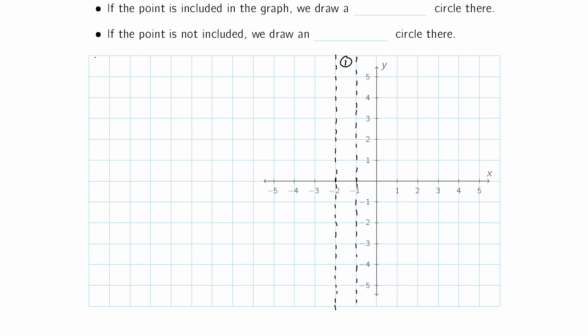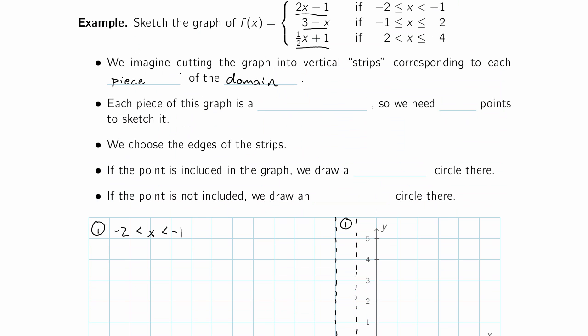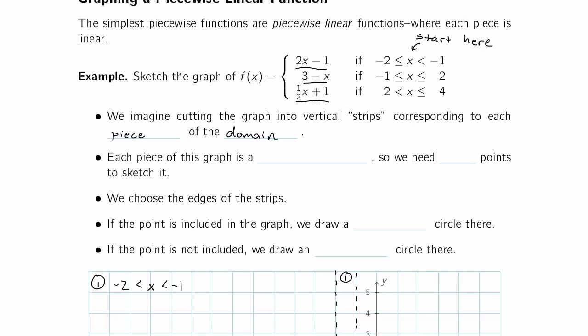So this is piece 1. And x was between -2 and -1. Let's see. Looking back at my function, x is allowed to equal -2. And on that piece, the expression for my function is 2x minus 1. Okay, so that's my first piece.